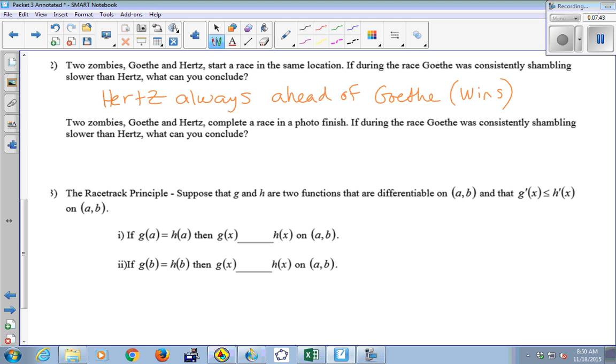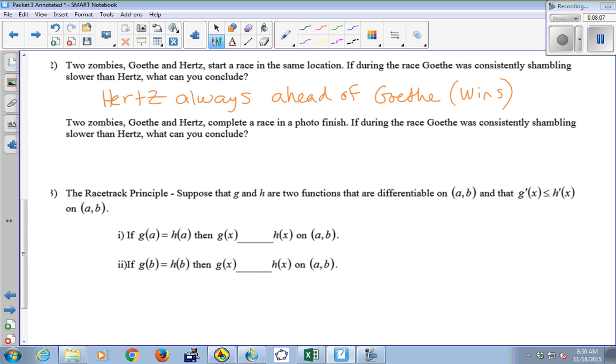Nope, he was always slower than Hertz. Like a circular racetrack, he's on the inside though. Something like that. He had a head start, yeah. The only way you can be running slower the whole time and finish at the same time as someone running faster than you is if you started ahead, right? So Goeth had a head start, right?